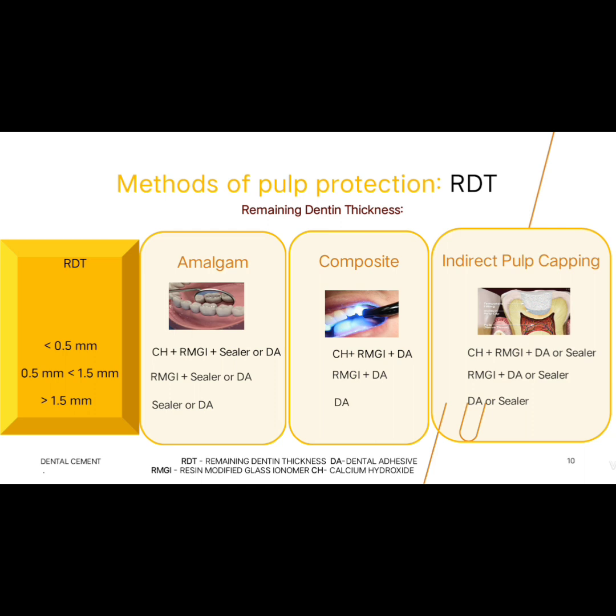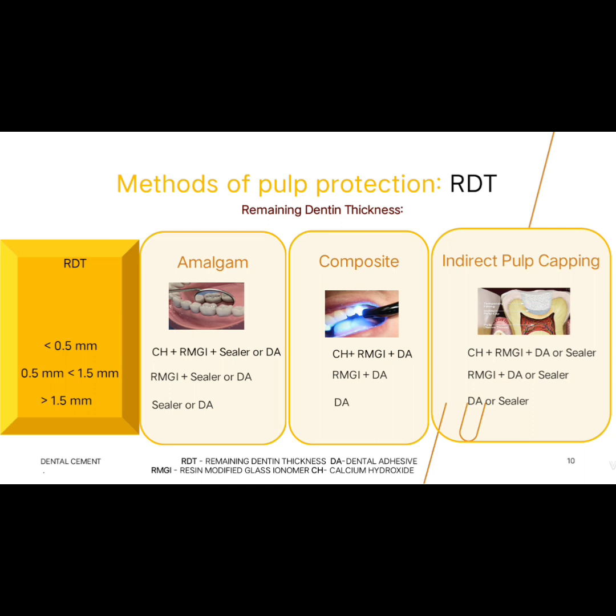If RDT is between 0.5 mm to 1.5 mm, then in case of amalgam preparation you need to give RMGIC and a sealer or a dental adhesive. You can avoid giving calcium hydroxide. In case of composite, RMGIC and a dental adhesive is enough. In case of indirect pulp capping, again RMGIC, a dental adhesive, or a sealer could be used.